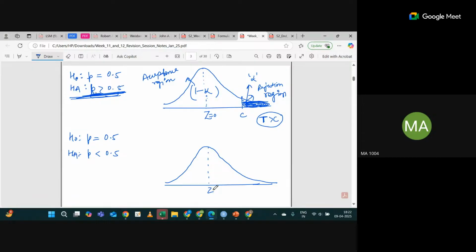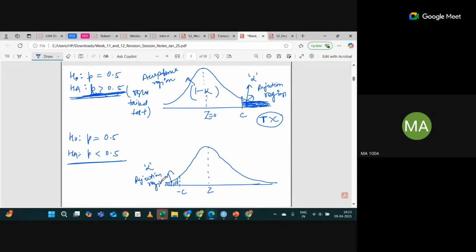Suppose this P is greater than 0.5. No, not right, this is less than. Right tail test, right? If you say this is the mean, rejection region. So here, suppose this is minus C, just for simplicity. Why I took minus C is because this is left of 0. It's not necessary, but let's say this is minus C. So this will be my alpha, right? My rejection region.